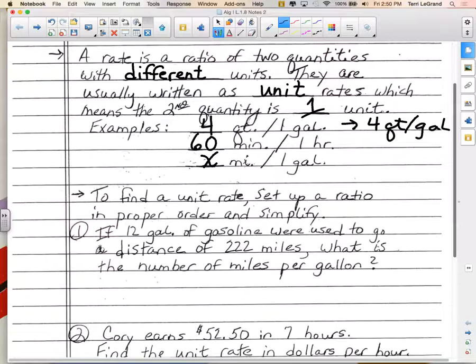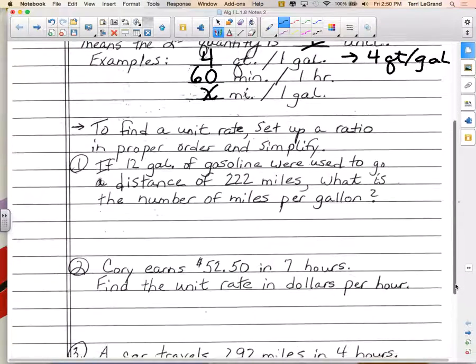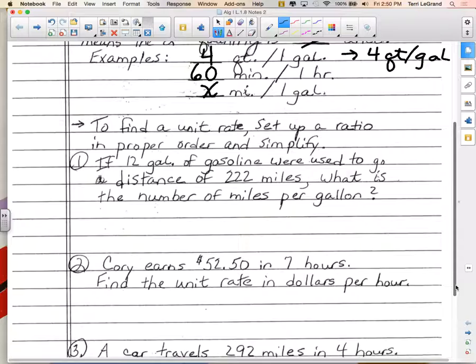It's a unit rate. Okay, and we're going to typically simplify our rates so that they are a unit rate, so that we can talk about them that way. So to find a unit rate, set up a ratio in proper order and simplify. What do I mean by proper order? What do you think?